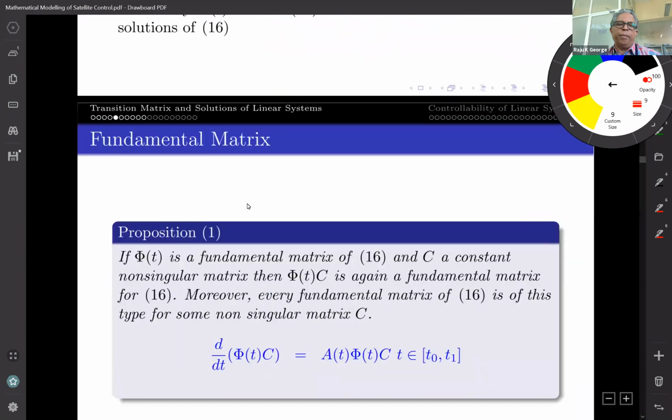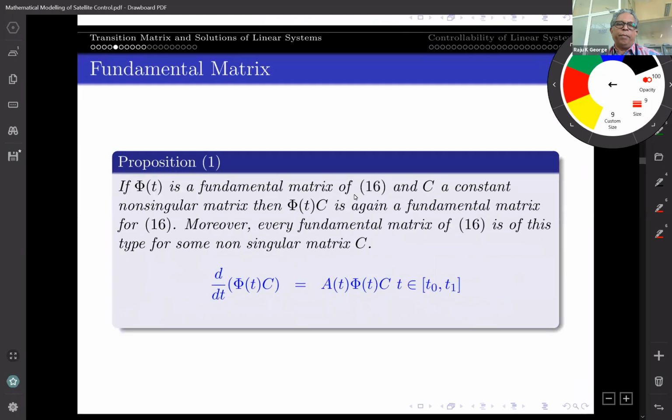So therefore, fundamental matrix solution: if phi t is a fundamental matrix solution of the linear system, and C is any constant non-singular matrix, then the product phi t into C is also a fundamental matrix solution. If phi t is a fundamental matrix solution and C is another constant n by n matrix, compatible for multiplication, then phi t C is also a fundamental matrix solution. But note that if you pre-multiply, there's no guarantee that C into phi t need be a fundamental matrix solution.